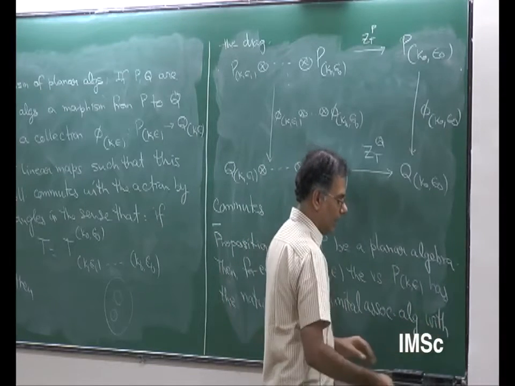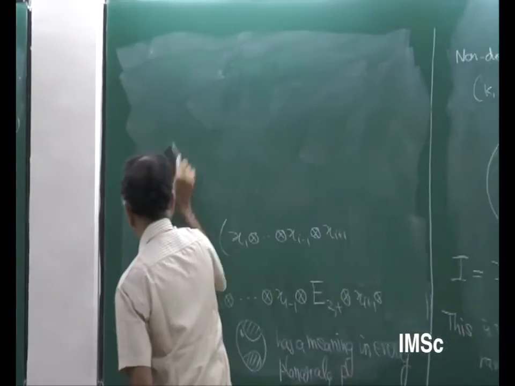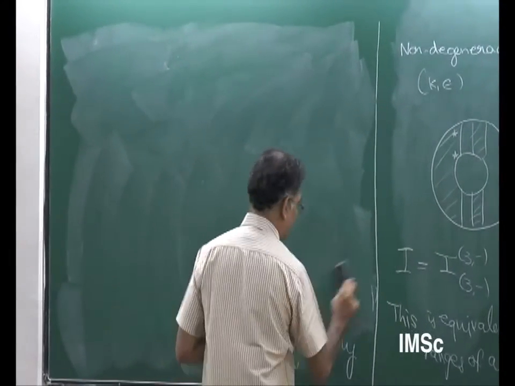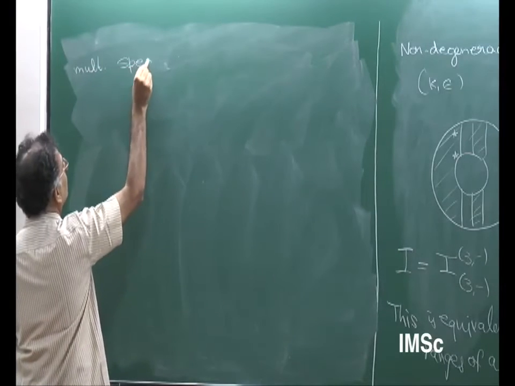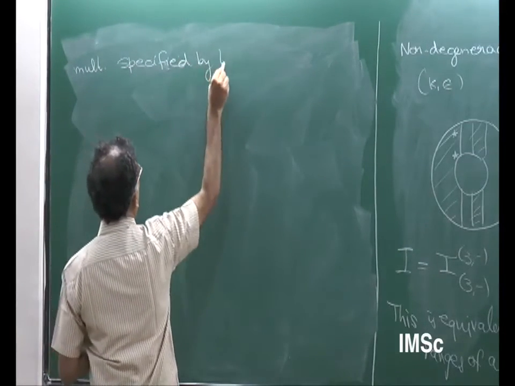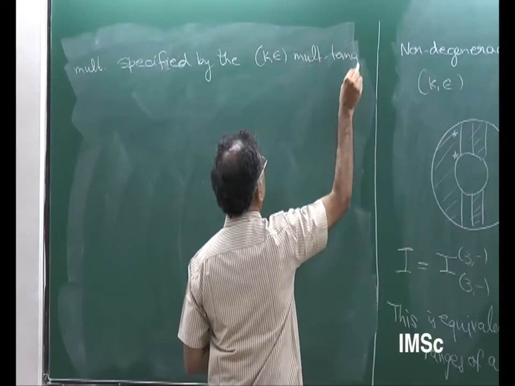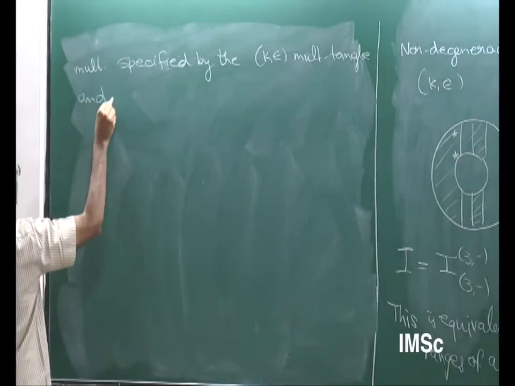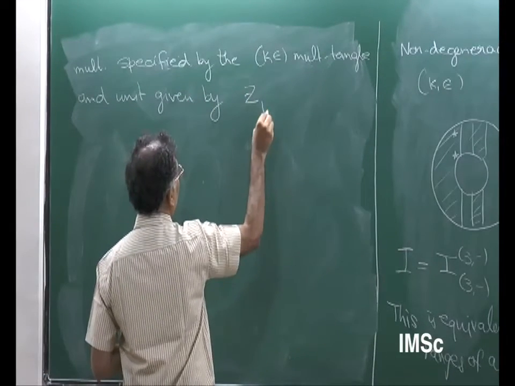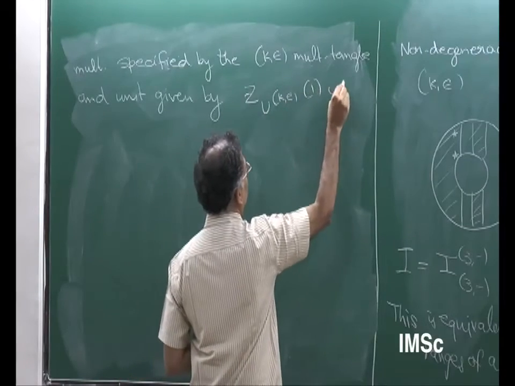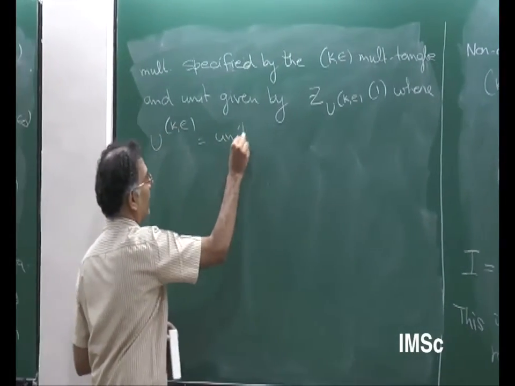With multiplication being specified by the multiplication tangle, with multiplication specified by the k epsilon multiplication tangle and unit given by z u k epsilon of 1, where we have already defined u k epsilon equals the unit k epsilon tangle.